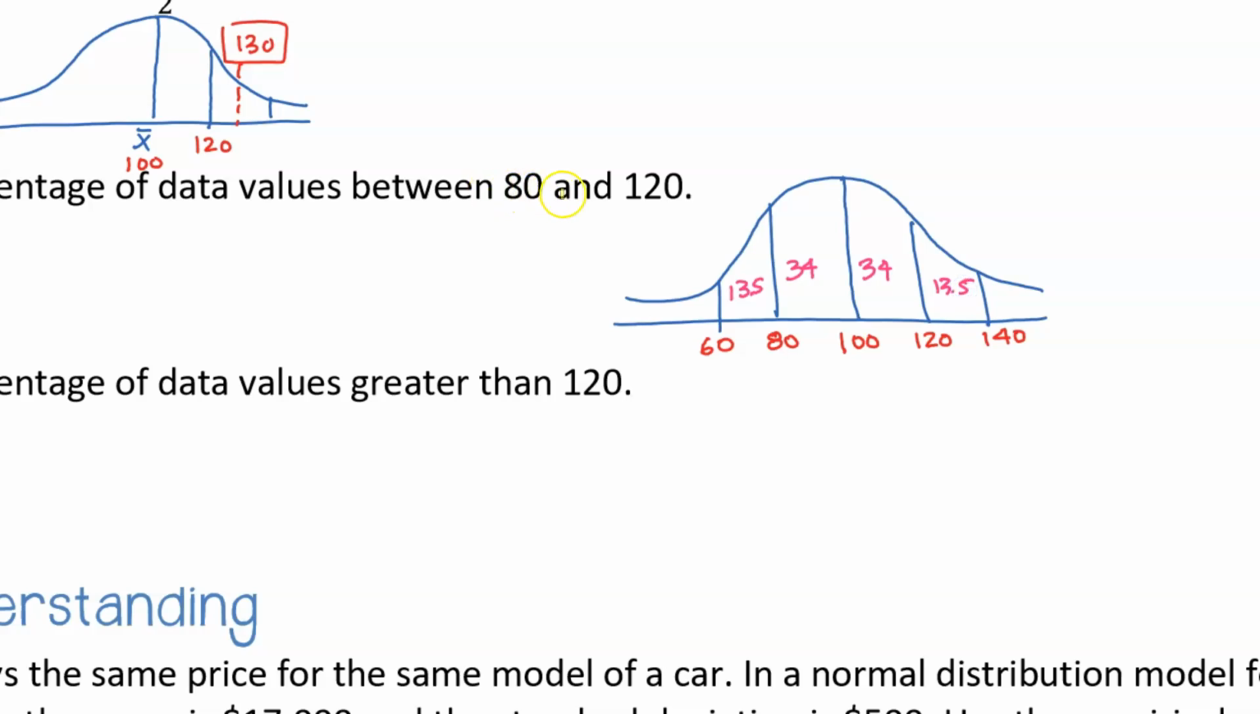Problem D is saying, what is the percentage between 80 and 120? So here's where 80 starts. We go up to 120. And that is going to be the 34 plus 34. This is 68%.